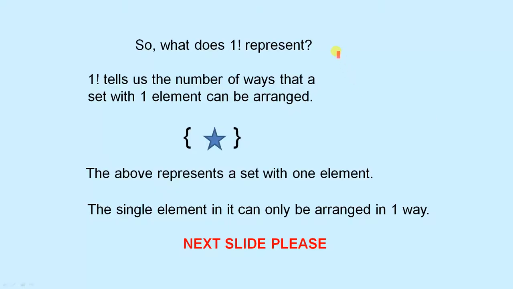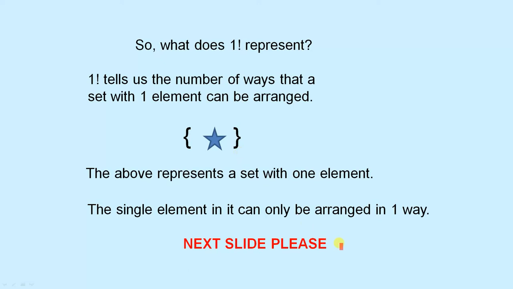So what does 1 factorial represent? 1 factorial tells us the number of ways that a set with one element can be arranged. So here is an example of a set with one element, or one object. There it is, you can see that object there. So the above represents a set with one element. The single element in it can only be arranged in one way, and that's it, as you see it. You can't arrange it in any other way.